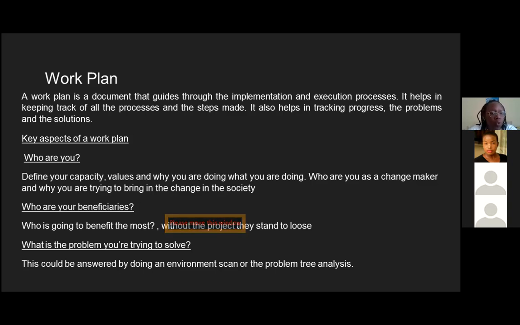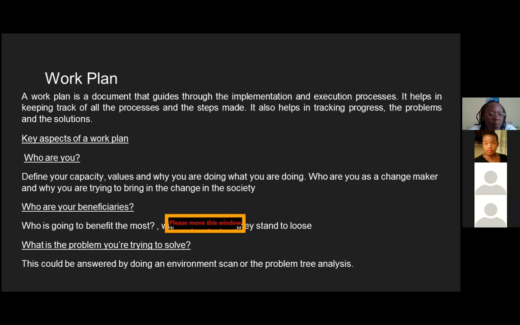And then your work plan includes your key beneficiaries. Who's going to benefit the most from the project? Or what do you stand to lose if this project is not done? It's always very important for you to answer that question when you're defining the beneficiaries.